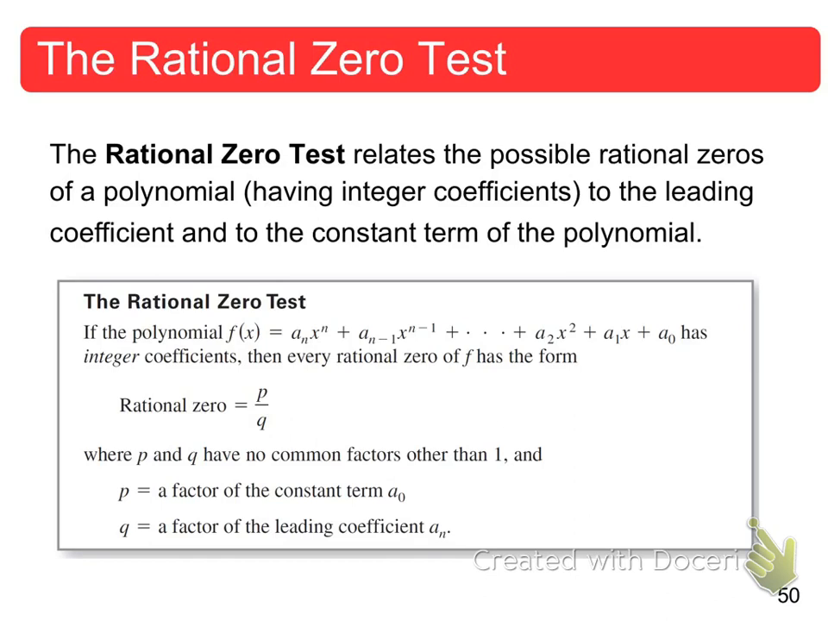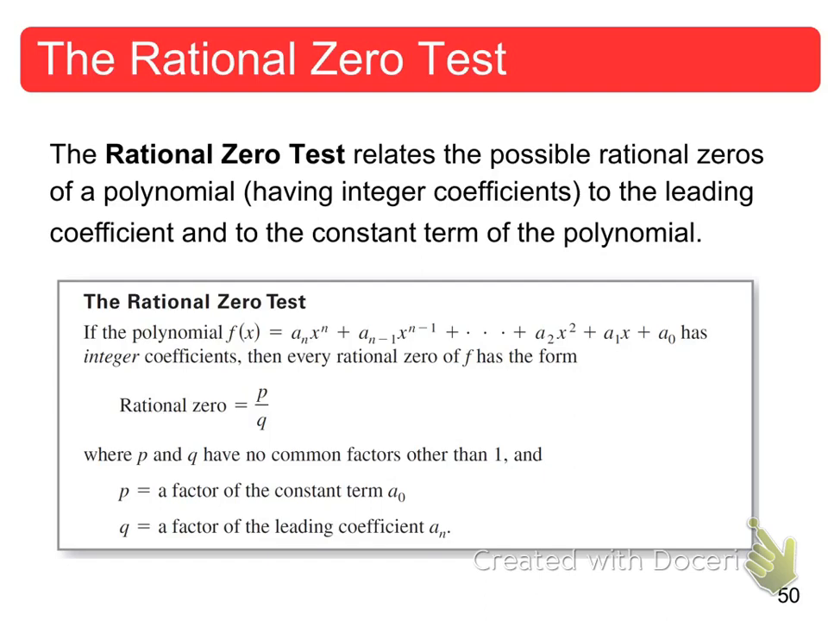So right here, this a sub 0, that's your constant. That's always the number that doesn't have a variable with it, okay? This right here, that's your leading term. That is the coefficient in front of your highest exponent. That's what that is right there. P is going to be factors of this term. Q is factors of that coefficient.